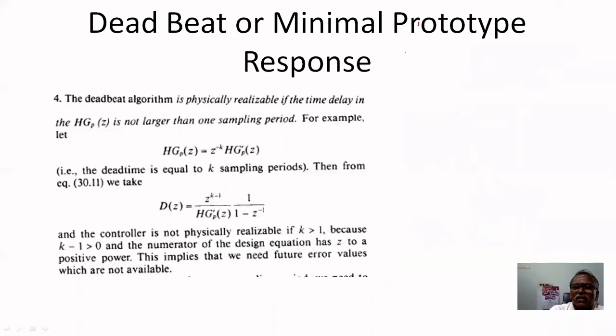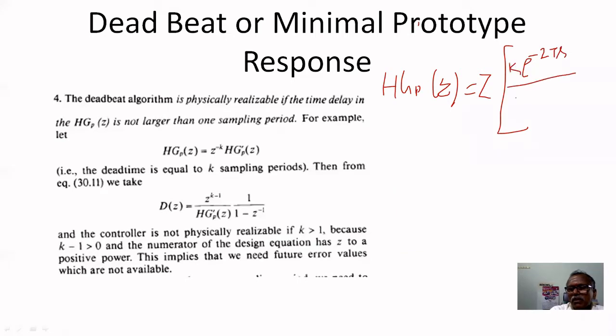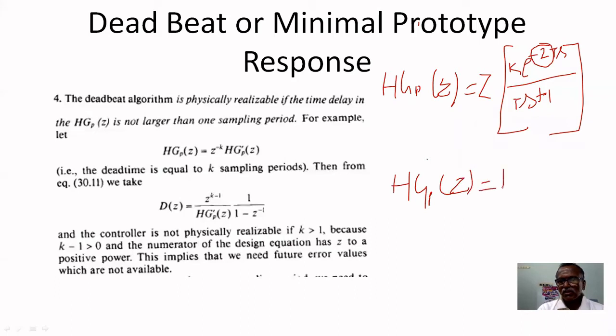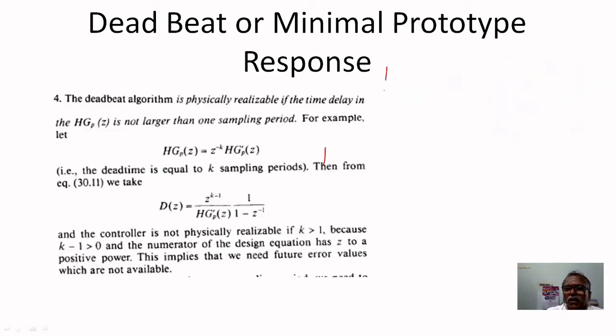Suppose I have a system with HGP of z equal to the z transform of a system with e power minus 2Ts, let us assume, times 1 upon tau s plus 1. This is the mathematical model of the process. It has a dead time of two sampling periods. Therefore, if you find the z transform for this, HGP of z will be z power minus k times the rest, since the system has a dead time of 2 seconds.